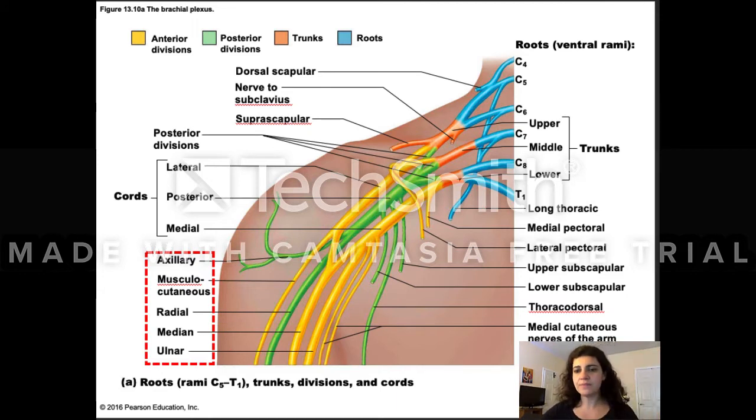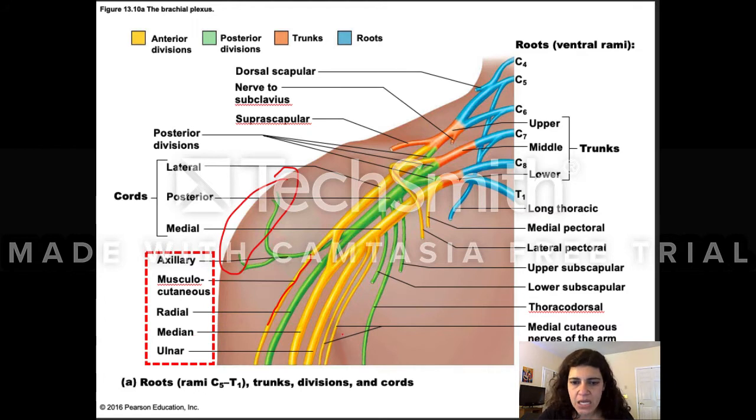The axillary is going to innervate your deltoid, your teres minor, the skin of the shoulder, okay, and joints in that area of the shoulder. So you see how the innervation of the axillary is in this region? Makes sense, right? And then we have musculocutaneous. It innervates your biceps brachii and brachialis, so flexors of the forearm, okay, and the skin of the anterior forearm.